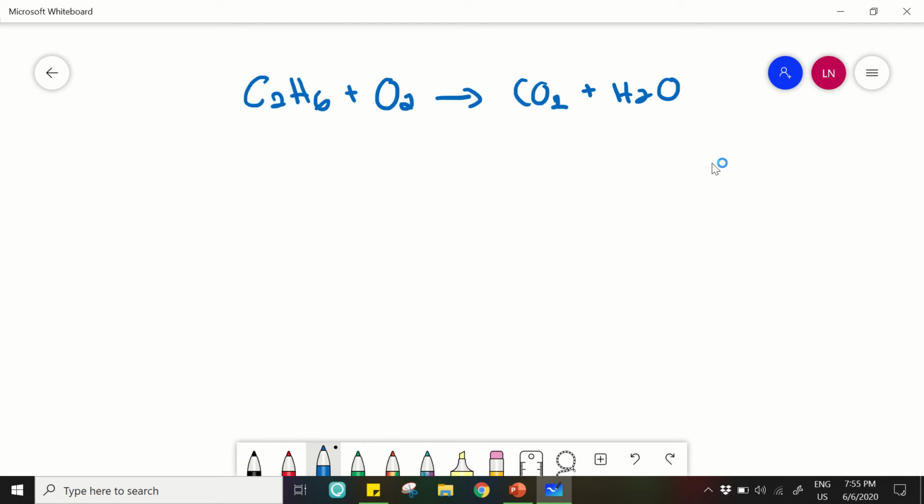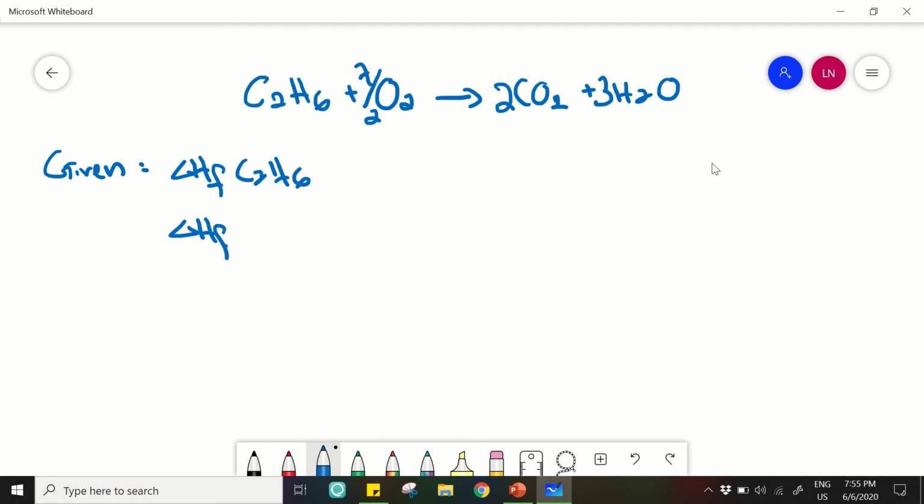All right, and then we balance the equation: 2, and then this one will be 3 and 7/2. Right? So let's say this is the equation that is given, and they also give you some information here. So let's say they give the enthalpy change of formation of C2H6, the enthalpy change of formation for carbon dioxide gas, and the enthalpy change of formation for water. Right? They give you all three.